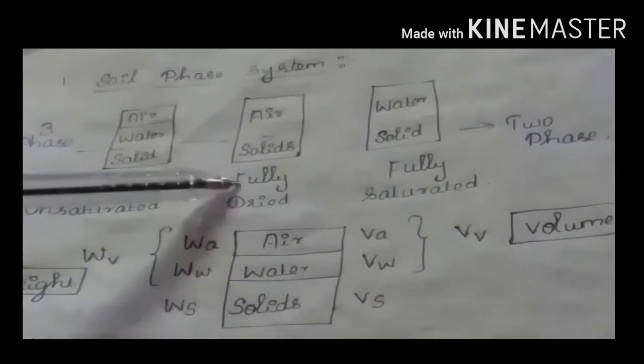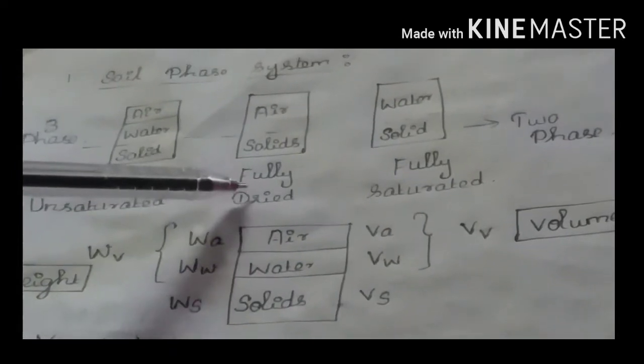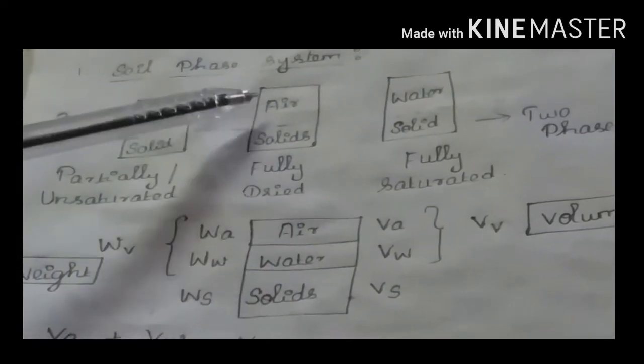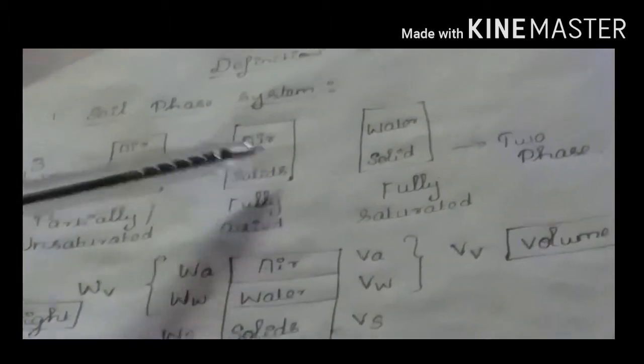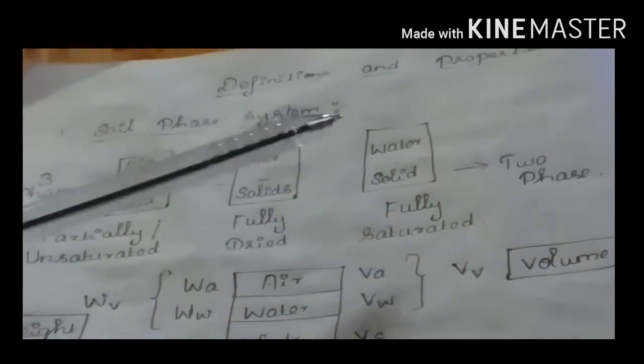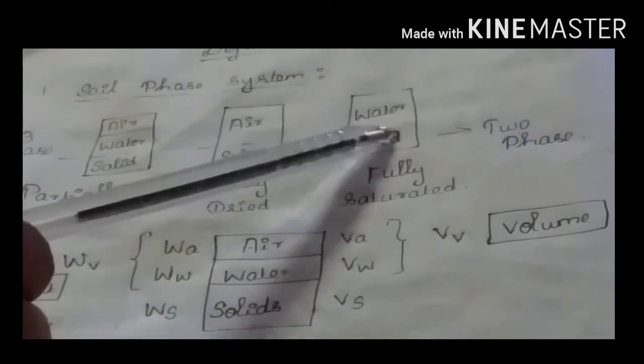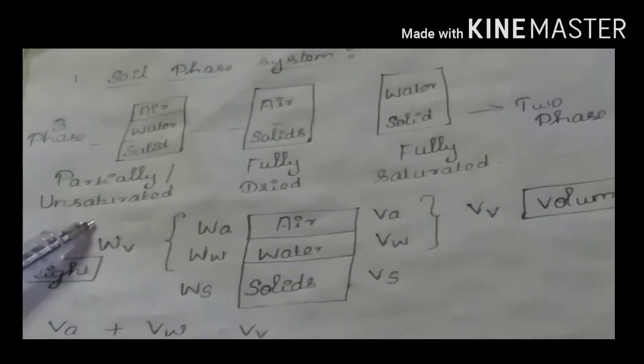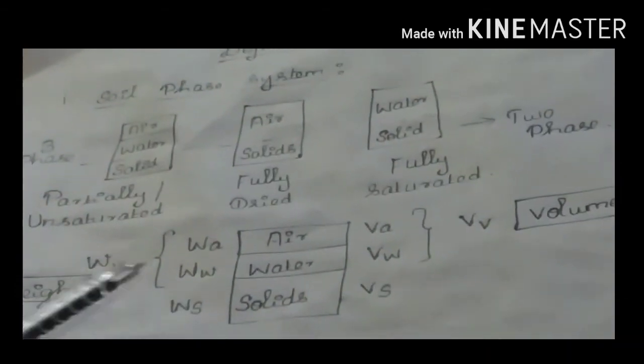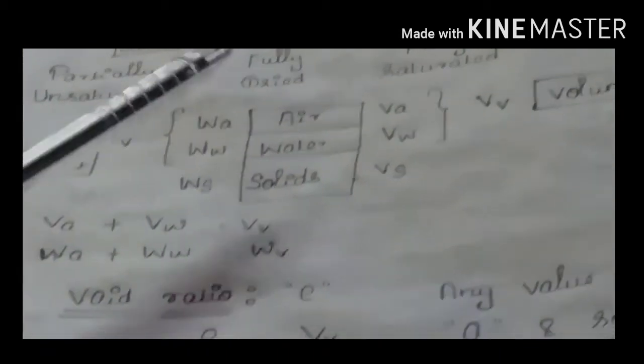How? In fully dried soil there will be no presence of water. Only solids and the air will be present. That's why it is a two phase. In fully saturated soil there will be no air, only solid and water. So it is a two phase. In partially saturated or unsaturated soil it consists of three phases. Let's see in detail: solids, water, air.